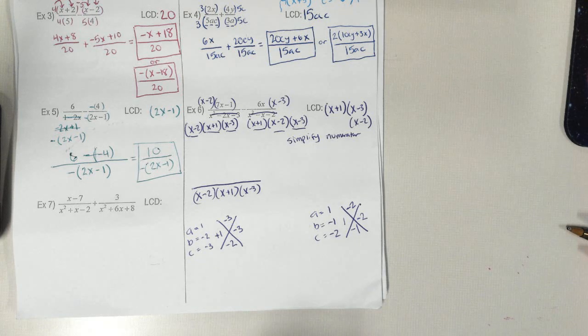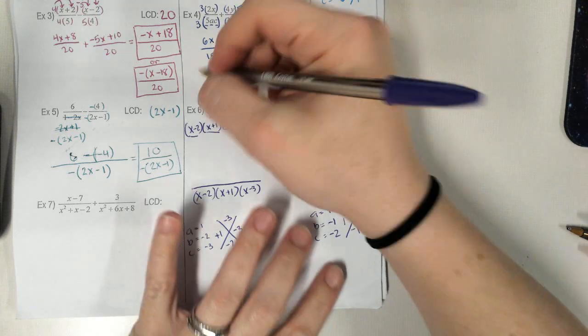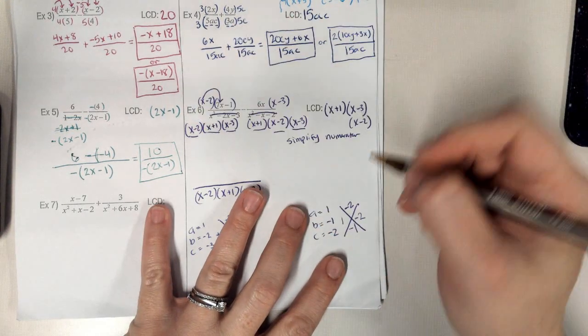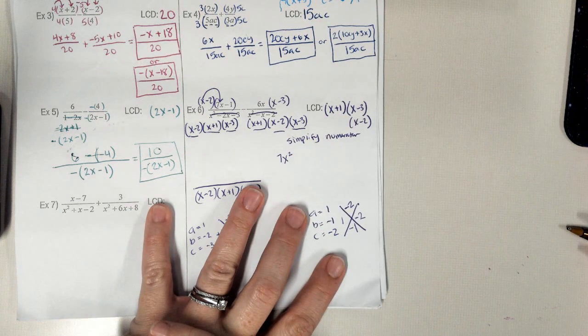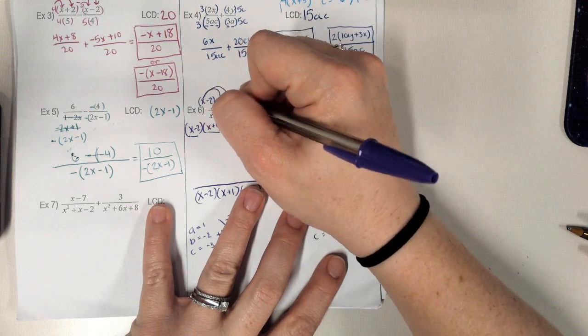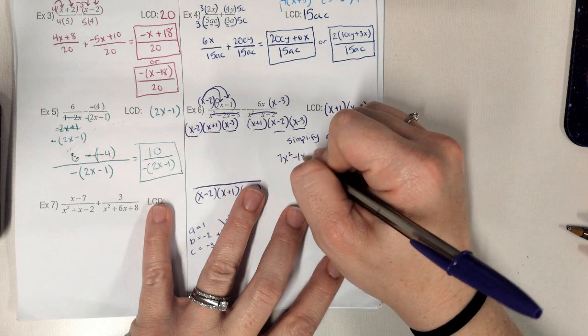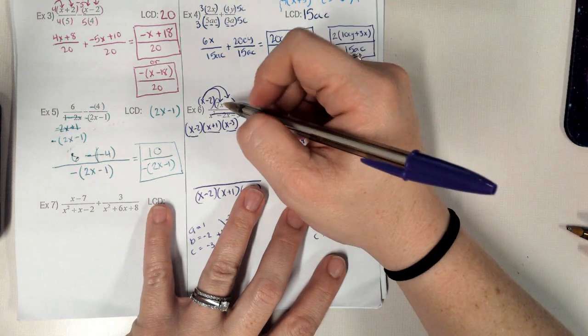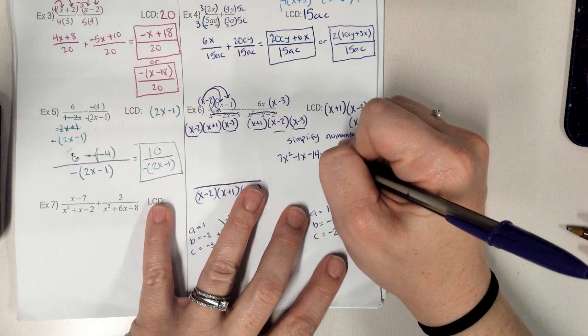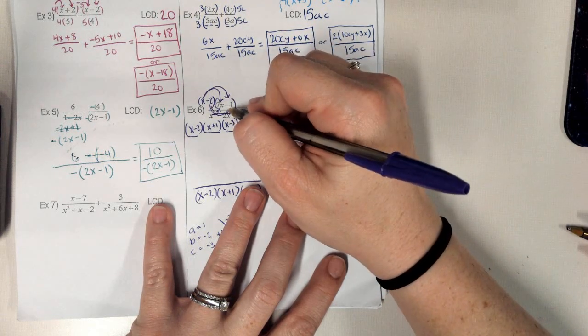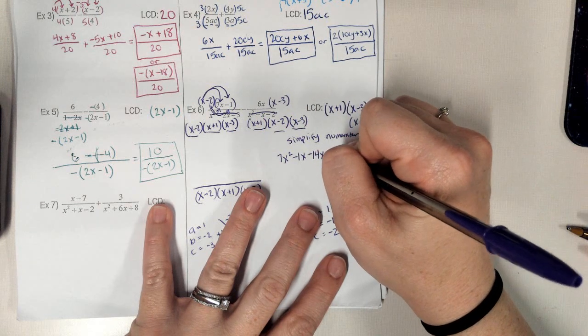Distribute? Yeah. So we have x times 7x, which is 7x squared. X times negative 1, which is negative 1x. Negative 2 times 7x, which is negative 14x. And negative 2 times negative 1, which is positive 2.